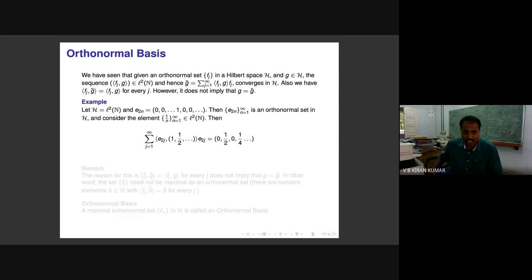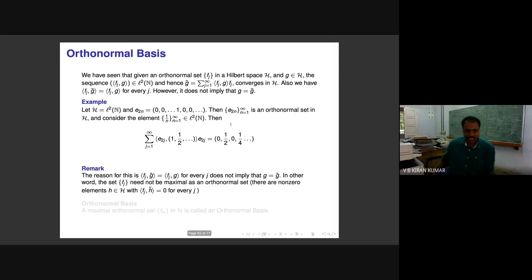And instead of G, you consider this sequence in l2(N). So Fj g is the inner product with e_2j. If you compute, you will obtain 0, 1/2, 0, 1/4, and so on. You are not getting G back. Your G was 1, 1/2, 1/3, 1/4, etc. But you are getting G tilde, which is not equal to G. So G need not be equal to G tilde.